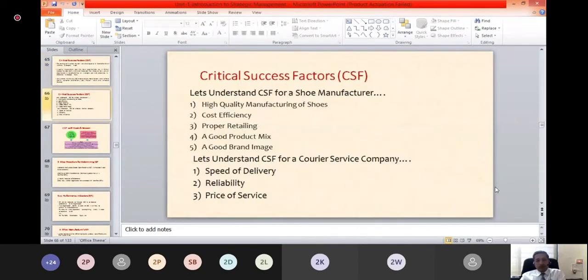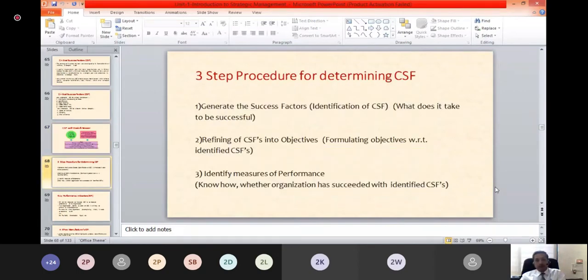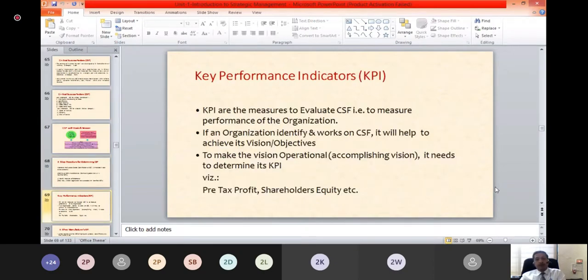We also saw some examples of critical success factors for a shoes manufacturer, as well as few examples of critical success factors for a courier service company. Then also we saw how it is linked, the mission, critical success factors and goals, how they are interlinked with each other, that we discussed. How do we determine this critical success factor, that also we have discussed.